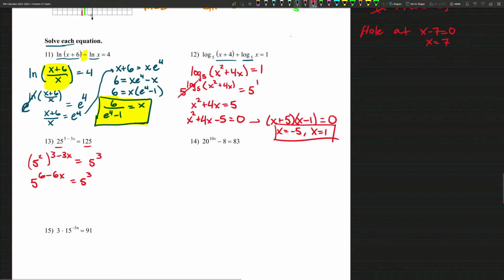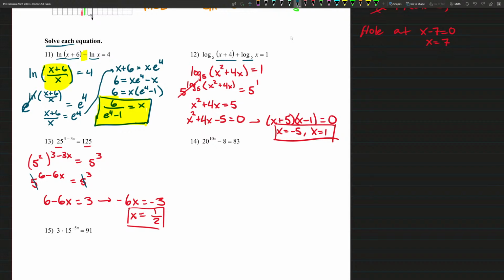We can use the one-to-one property. We can get rid of the 5's. So 6 minus 6x is equal to 3. And then we're just solving this. So subtract 6 from both sides. You get negative 6x is equal to negative 3. So x is just equal to 1/2. That's only if you have a common base on both sides. Okay, 14, we actually do need logs.